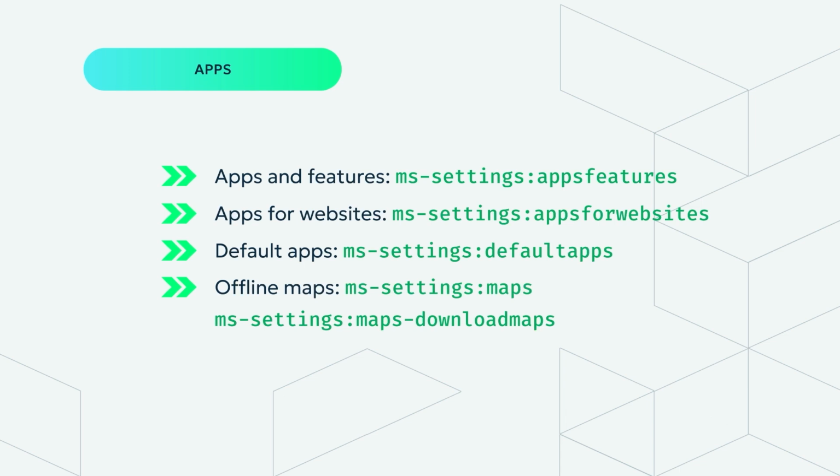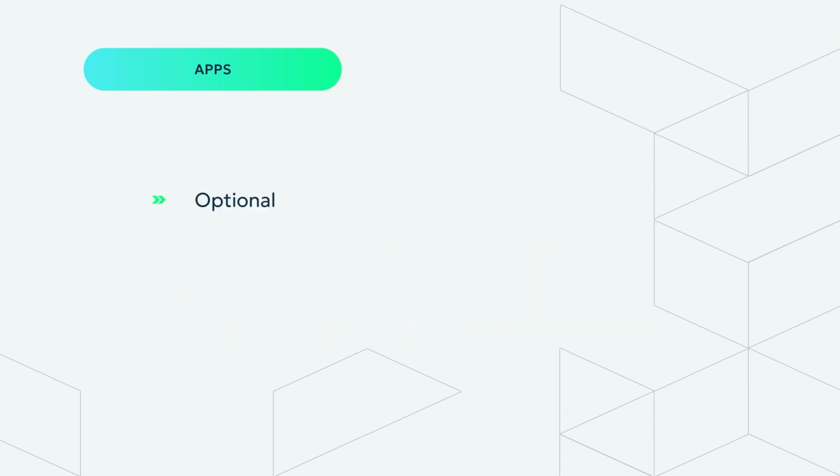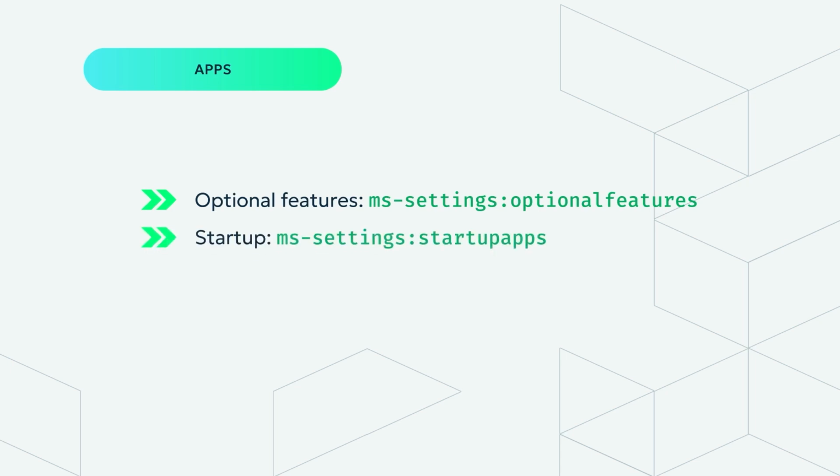ms-settings:maps, or ms-settings:maps-downloadmaps. To access optional features, type ms-settings:optionalfeatures. To access startup, type ms-settings:startupapps. To access video playback, type ms-settings:videoplayback. Those are just some examples of commands you can try.